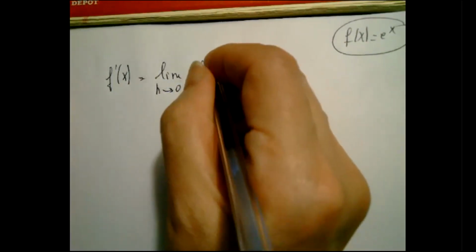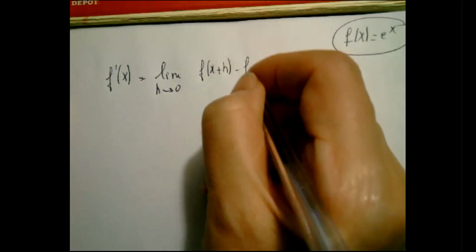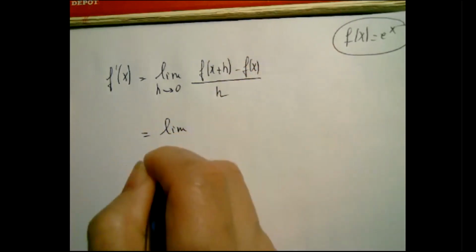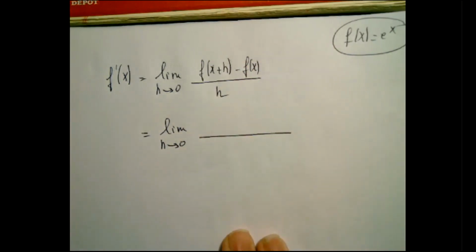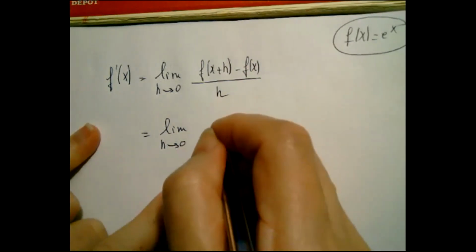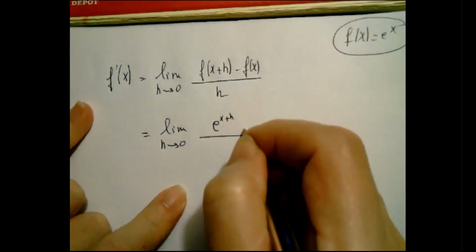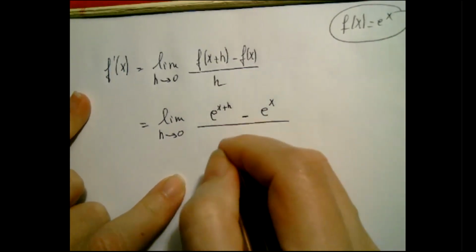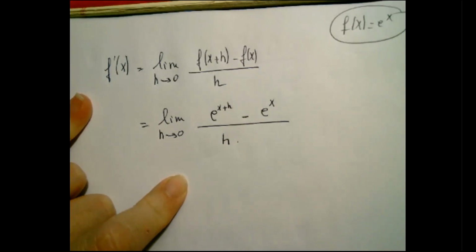So this is equal to the limit as h goes to 0. I'm still working with the same function. My function is always e to the x. So it's the limit as h goes to 0 of f of x plus h minus f of x over h. Means this is equal to the limit as h goes to 0 of e to the x plus h minus e to the x, divided by h. Okay. So let us compute this.